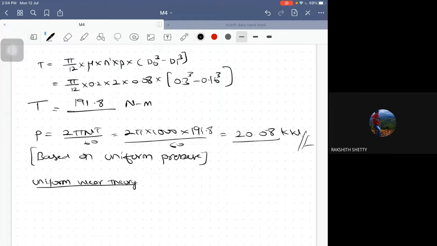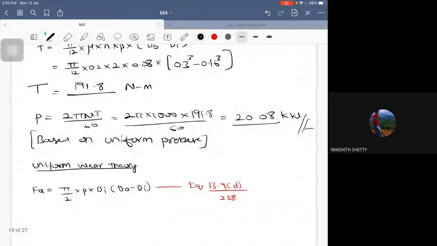Okay. So based on this, I have this particular equation in the data handbook which says Fa is equal to pi by 2 into P into Di into (d naught minus di). This equation is taken from equation number 13.9d on page number 258. So this is on the uniform wear now.